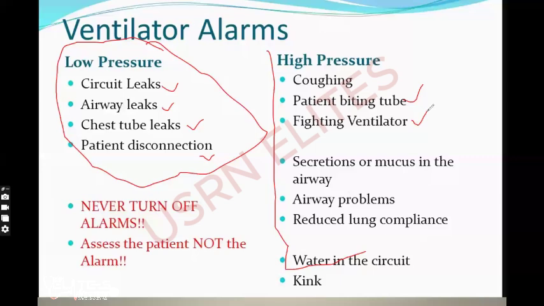When a patient is trying to fight the ventilator and even trying to extubate, like trying to pull the tube out, it generates some pressure in the airway, so that can also give you a high pressure alarm. When you have secretions of mucus in the airway, whether a tracheostomy tube or endotracheal tube, it can happen. Then airway problems, okay. This is general; it can be any of what we talked about.